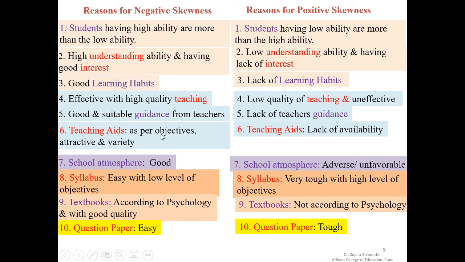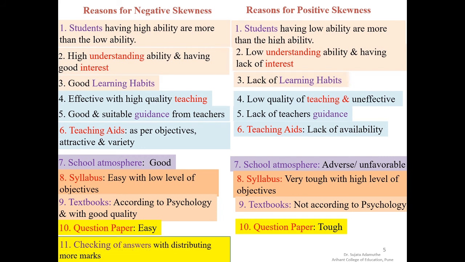The next three reasons are related to the teaching and teachers. That means teaching strategy. Here also, the next three reasons are related to teachers. And then school, the next reason. Then syllabus. For the syllabus, we require textbook. And after that, evaluation. Right? Here, we studied the reasons of the negative skewness and positive skewness.